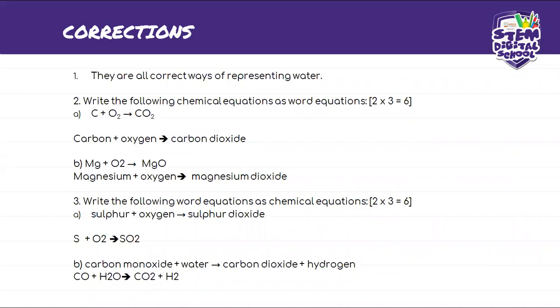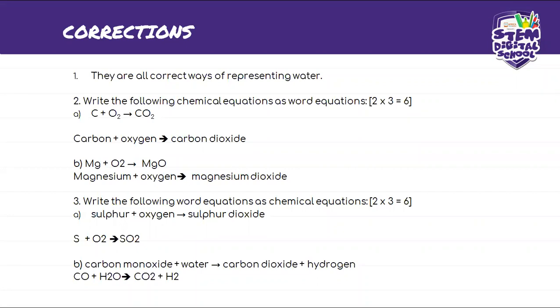Question two, write the following chemical equations as a word equation. Those of you who got it, you are right. So carbon plus oxygen giving us what? Carbon dioxide. Now let's go to magnesium. Some of you also got it right. They said we should write the word equation. Magnesium plus oxygen giving us what?